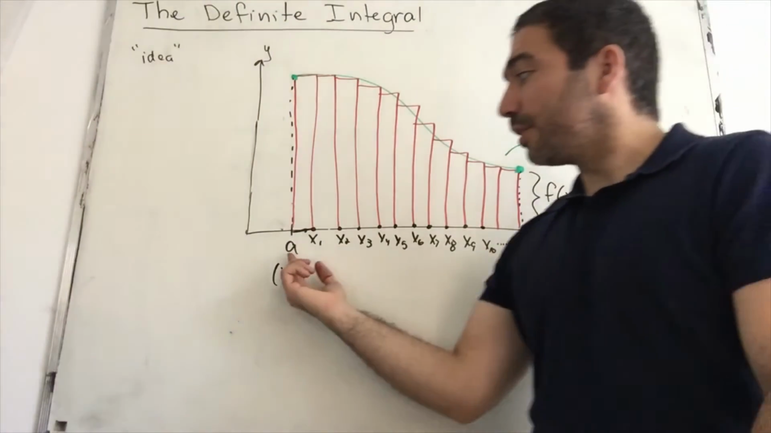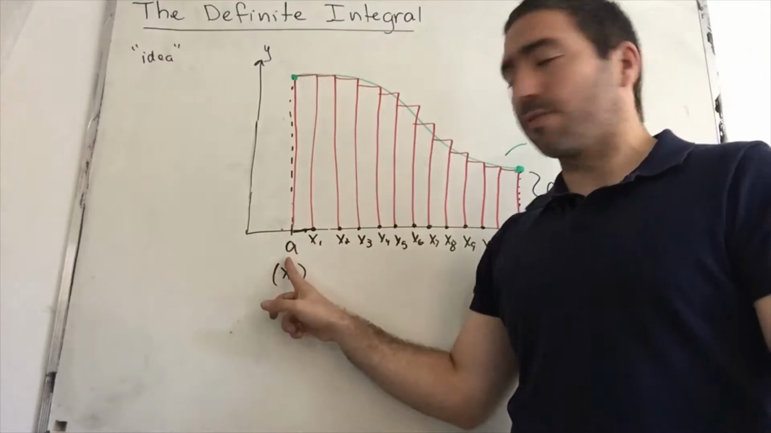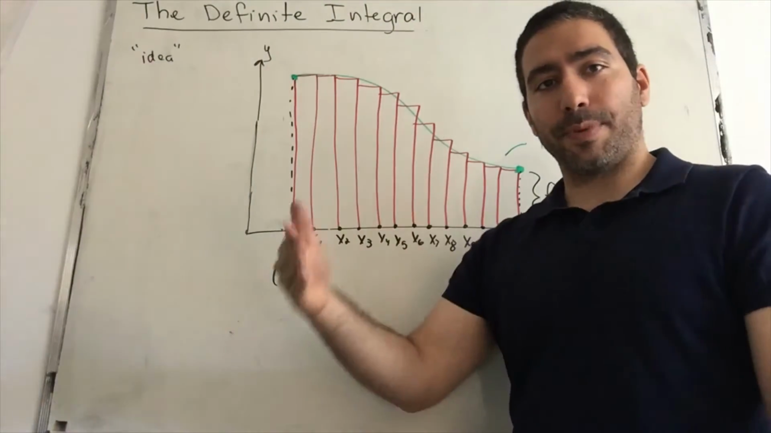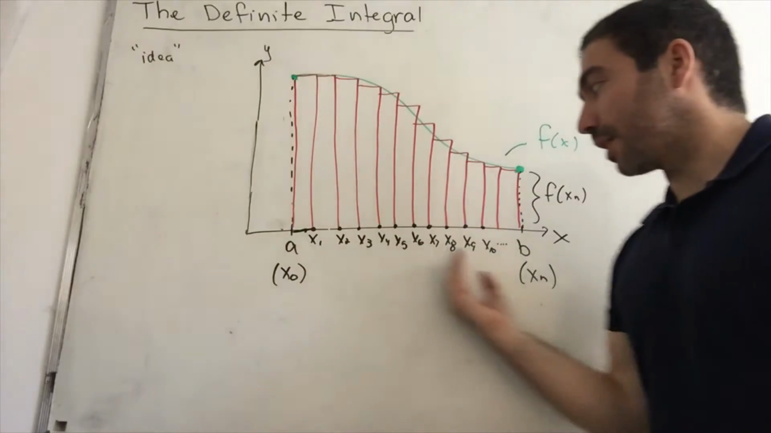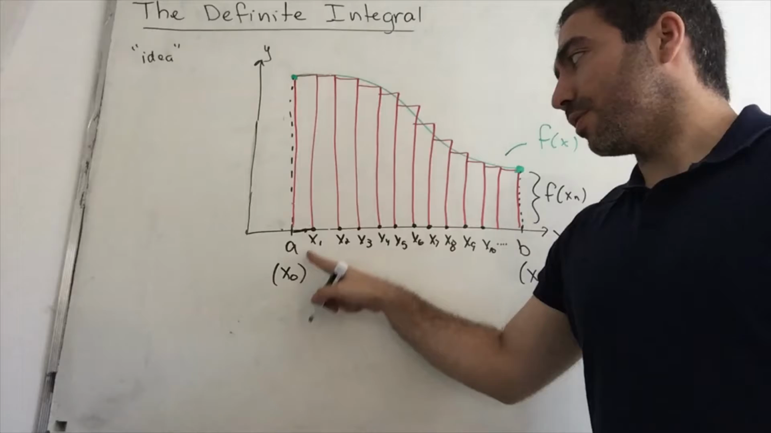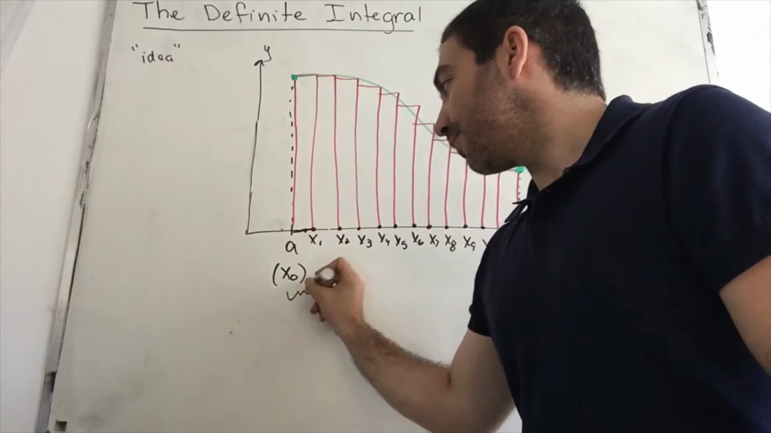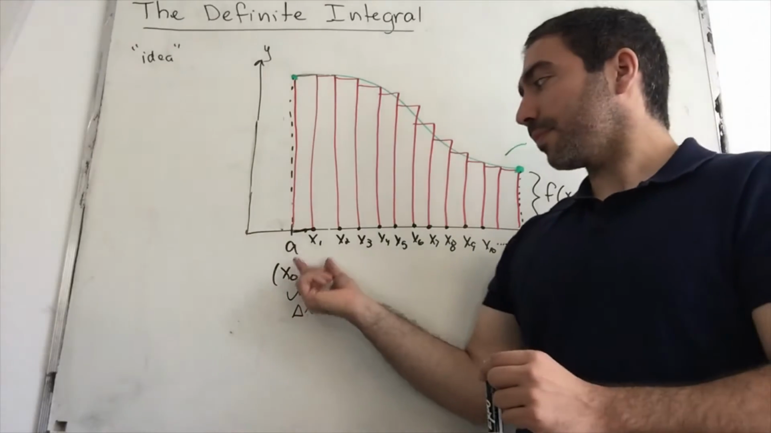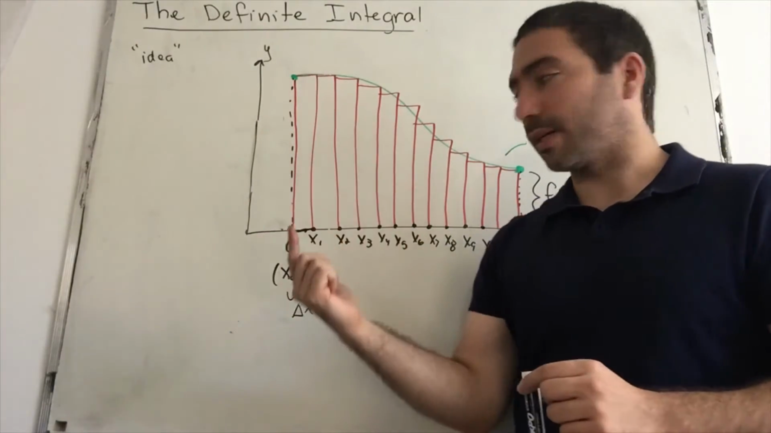Because f is defined on the interval from a to b, we took that interval and cut it up into n subintervals, so we split this up. We found that a is x0, and the distance from x0 to x1 is delta x, right? So that's the width of, let's say, the first rectangle.